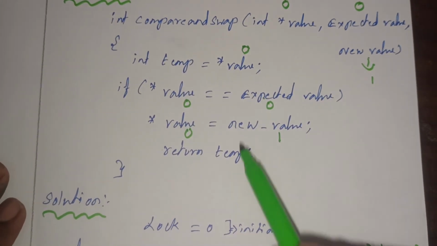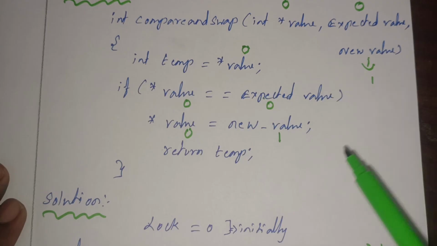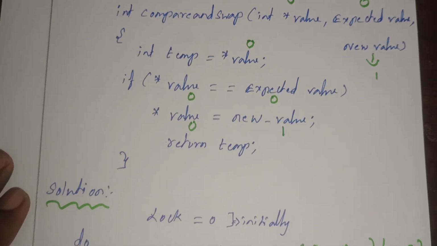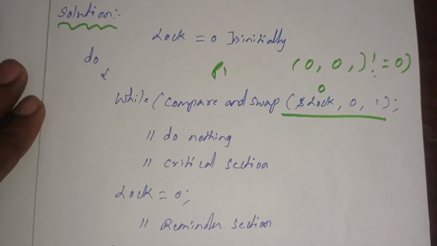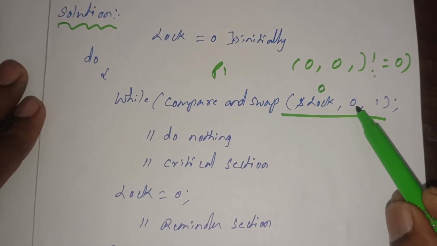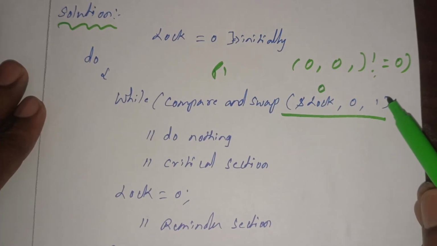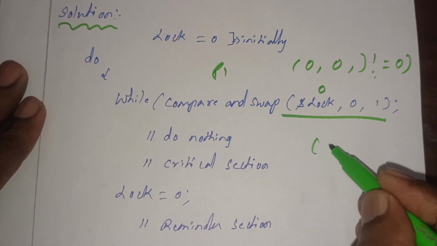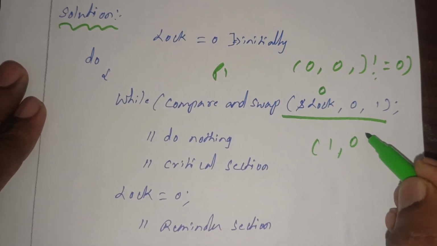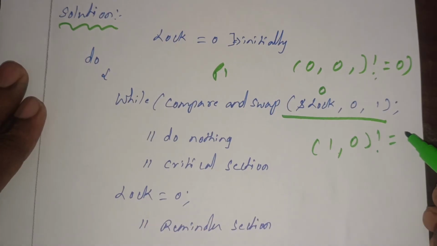So this particular value will be replaced when some process has acquired this critical section. Now I'm going to change it. It's very clear and simple. So initially lock is 0, expected is 0, and I'm going to change this value when P1 is getting inside. I'm going to change this lock into 1. Now what happens? Again I'm going to check the condition 1, 0. It is not equal to 0.